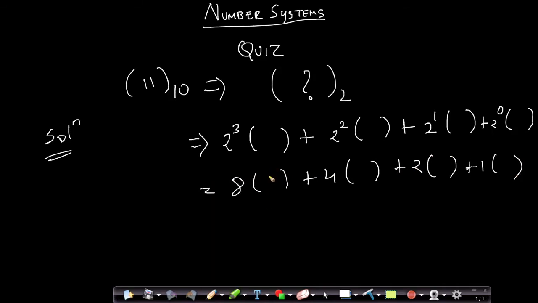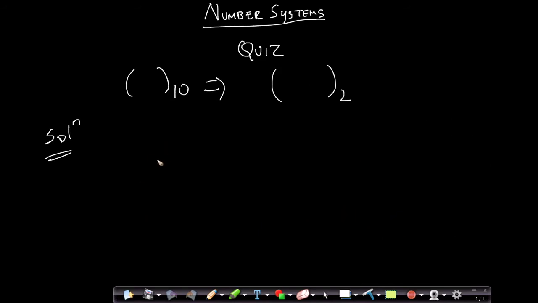So, do we need 8 to get to 11? Yes, we need it. Plus 4, but that will get us to 12. We don't want 4. Do we need 2? Yes, we need another 2 at least. That got us to 10. Do we need another 1? Yes, we do. So 11 to the base 10 is 1, 0, 1, 1 to the base 2.